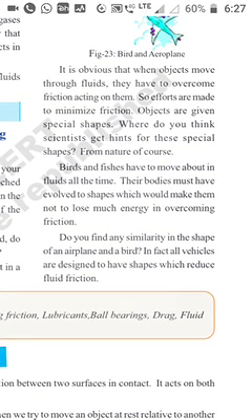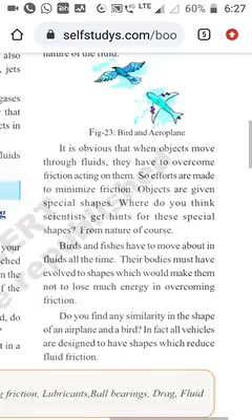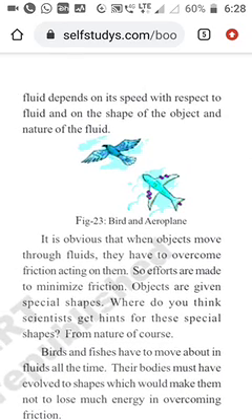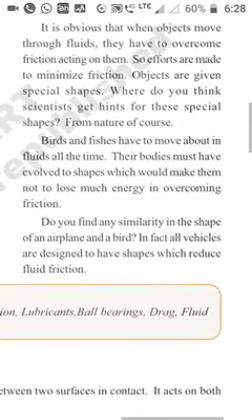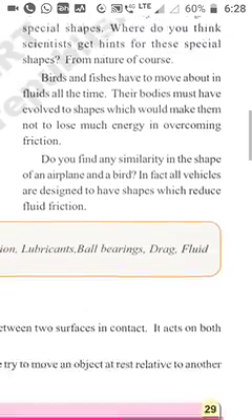Do you find any similarities in the shape of an aeroplane and a bird? In fact, all vehicles are designed to have a shape which reduces fluid friction. Here you have to see a bird flying and also an aeroplane flying. Are both seen as the same or not? Yes. So here nature gives the form. It gives the shape of any vehicle. All the vehicles when traveling stop because of friction only. So this is the advantage of friction. Do you find any similarities in the shape of the aeroplane and bird? Yes, we find many similarities.